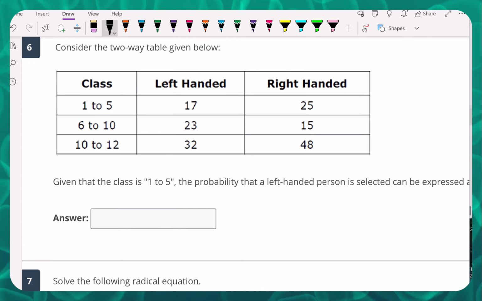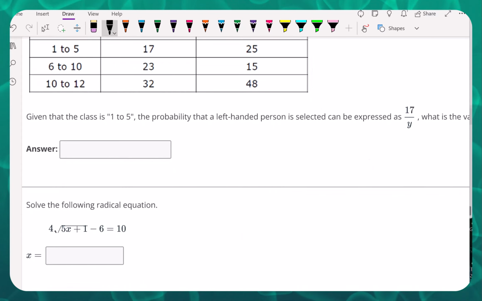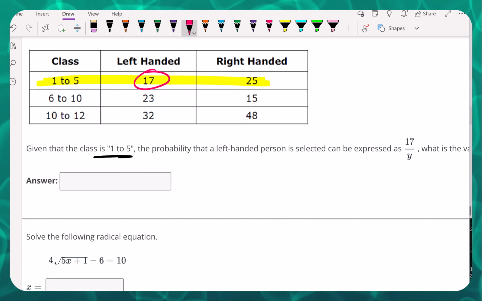All right, we've got a two-way table here. It gives us information. We have a class from 1 to 5, 6 to 10, and 10 to 12, and whether or not the students are left-handed or right-handed. The question says, given that the class is 1 to 5, okay, immediately I know this is conditional probability, so I am only going to look at this section of the two-way table. I'm going to ignore everything else. It says, what is the probability that a left-handed person is selected?